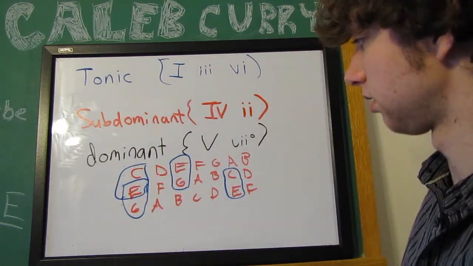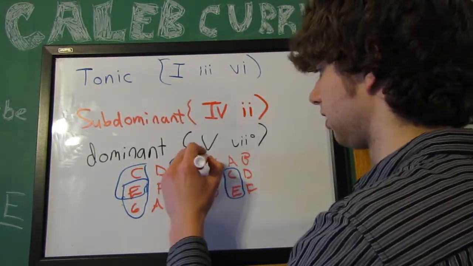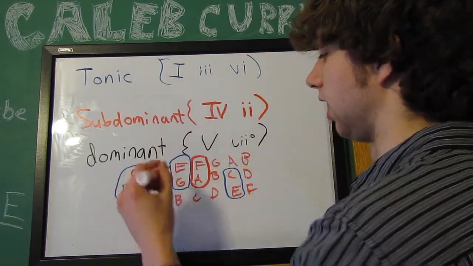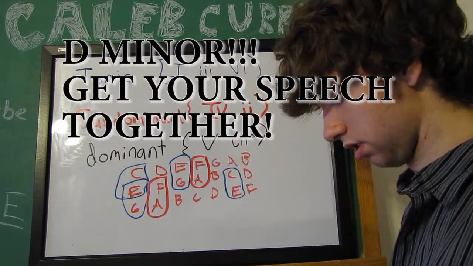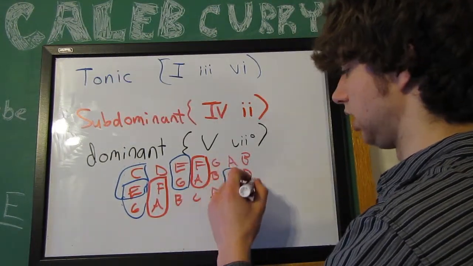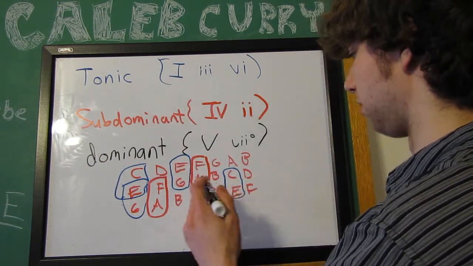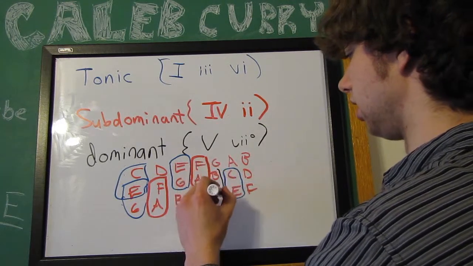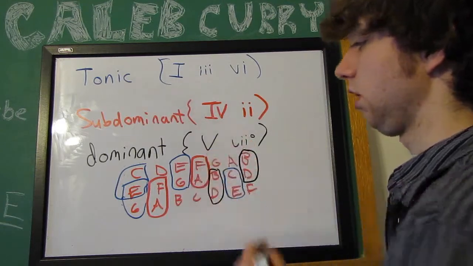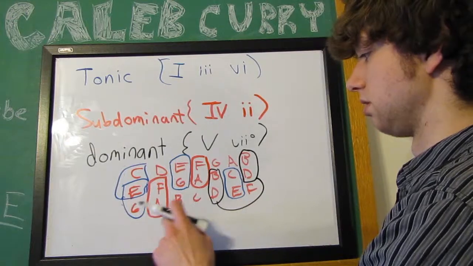Make sense? Then for the subdominant, we have F and A, which fit nicely with the F and A of the D major chord. Now for the dominant, we have B, D, F for the seventh, and then G, B, D for the fifth, so the overlapping notes are B and D. So here are our chord families. These fit with these, those fit with those, and these fit with these.